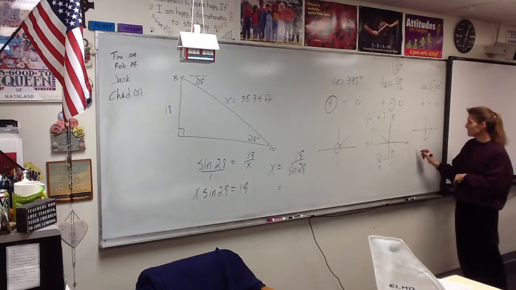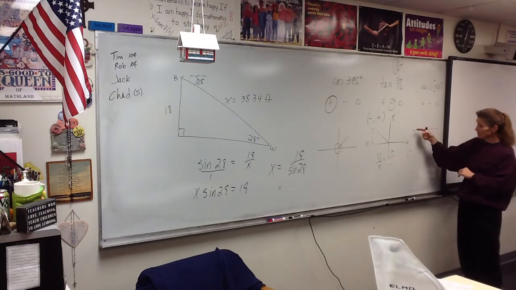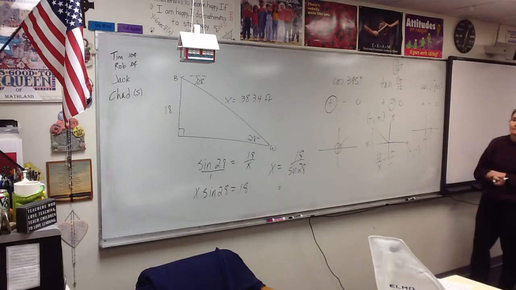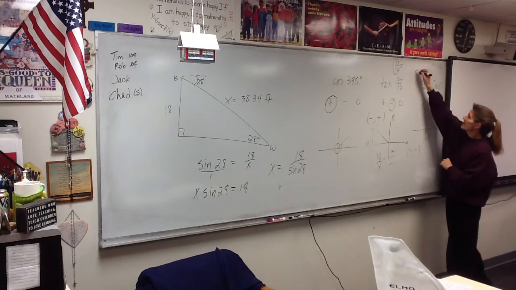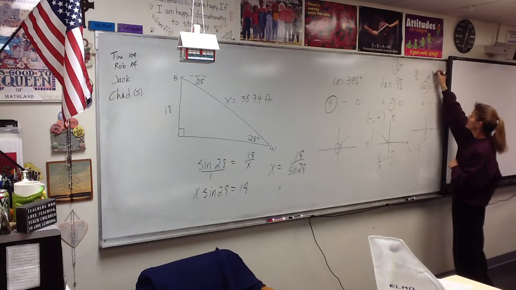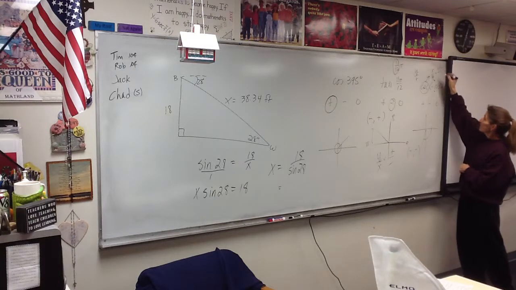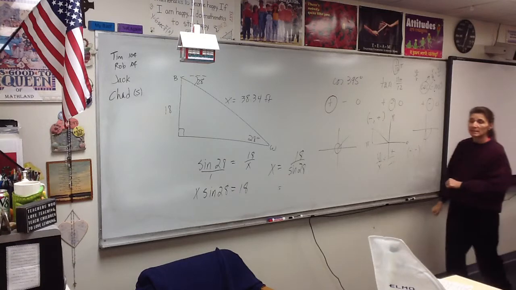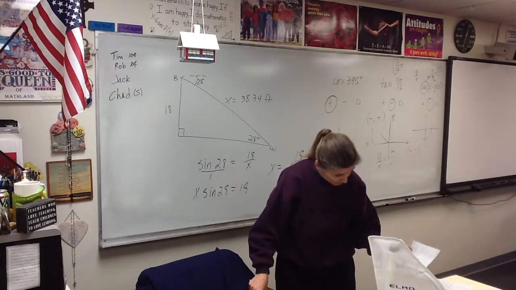What do we know about points in quadrant 3? X is negative and y is negative. We're going left and down. Negative, negative. Cosecant is the reciprocal of the sine. Sine is y over r, so cosecant would be r over y. R is always positive. In quadrant 3, y is negative, so the cosecant of negative 100 would be a negative number.